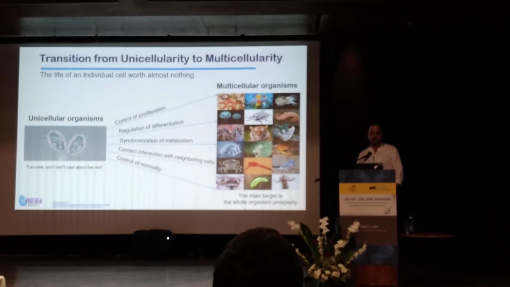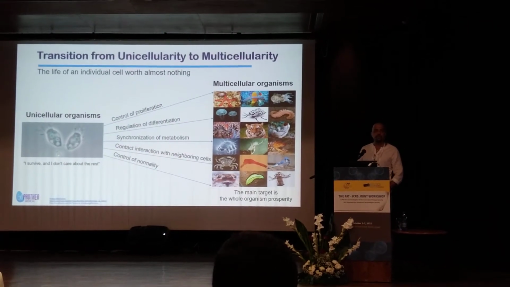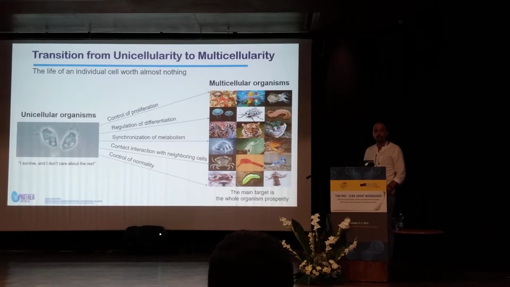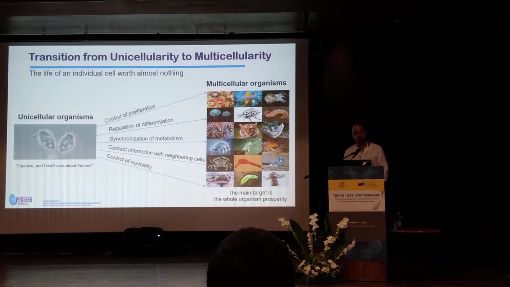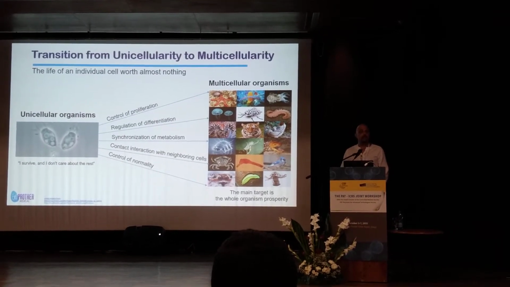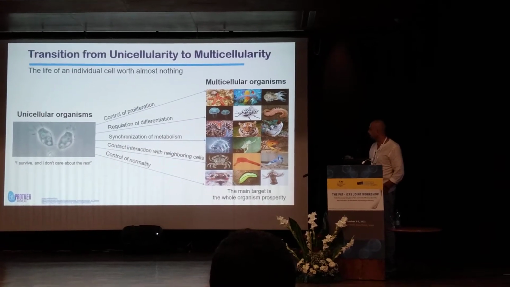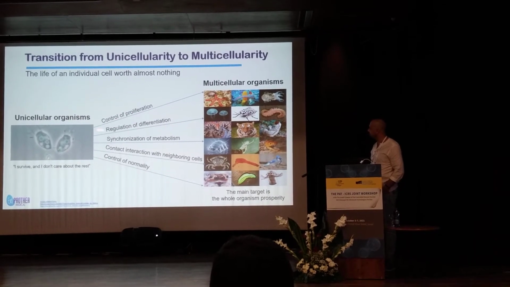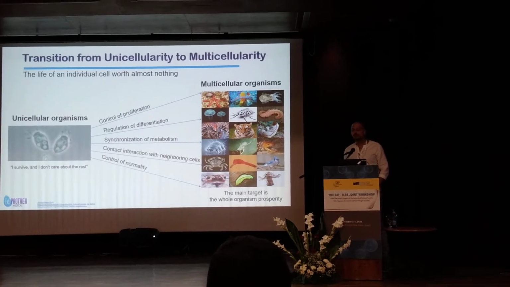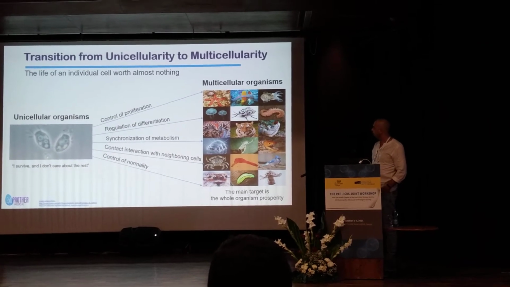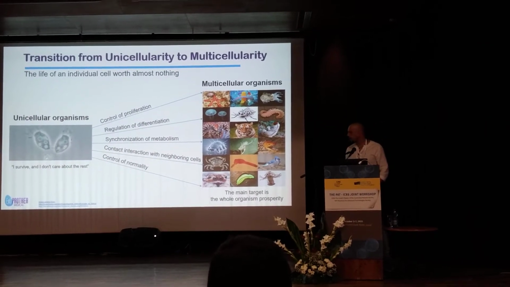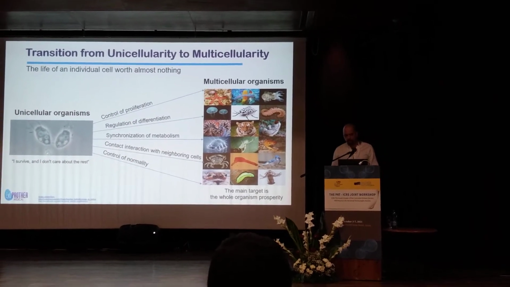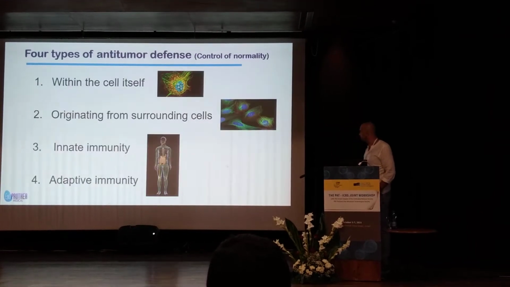To ensure this integration of individual cells into the multicellular organism, a new multi-level system of genomic and epigenomic regulation was required. As a result, the following control mechanisms have developed: control of proliferation, regulation of differentiation, synchronization of metabolism, contact interaction with neighboring cells and tissues, and of course control of normality. And control of normality is the relevant one for our discussion here.